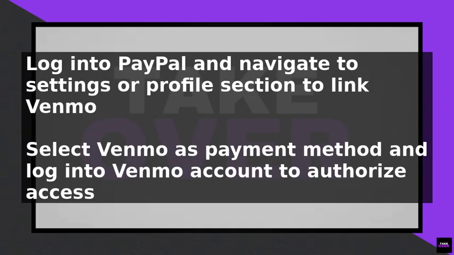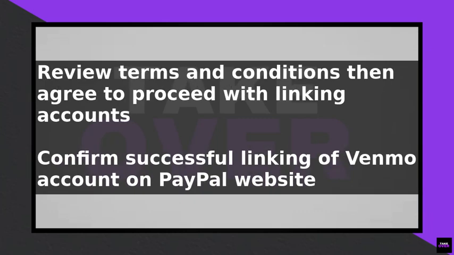Review the terms and conditions. Then click Agree to proceed. You will be redirected back to the PayPal website where you can confirm that your Venmo account has been successfully linked. To send money from PayPal to Venmo, log into your PayPal account and select the Send Money option.